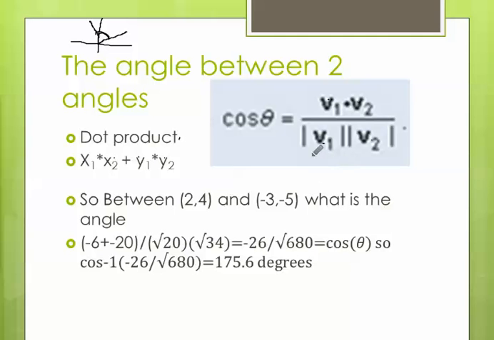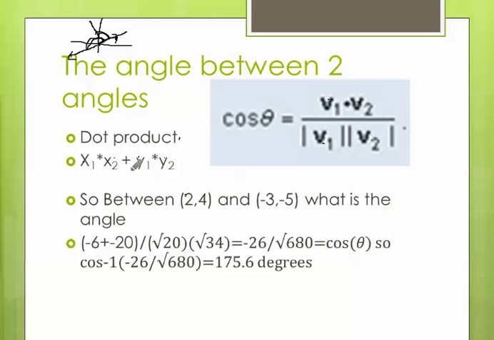So let's try this with these 2 points. We're going from 2, 4 and negative 3, negative 5. So we've got one going out here to 2, 4. Okay, there's a vector going that way, and we've got one going to negative 3, negative 5, going out this way. Okay, it looks like it's a pretty big angle that we're looking at there, probably more than 90 degrees.